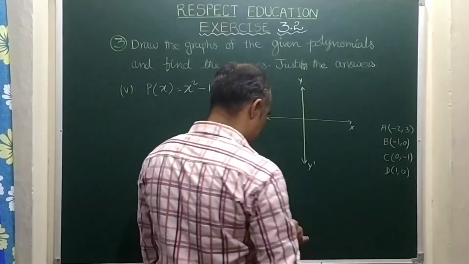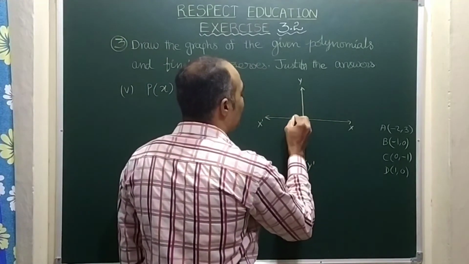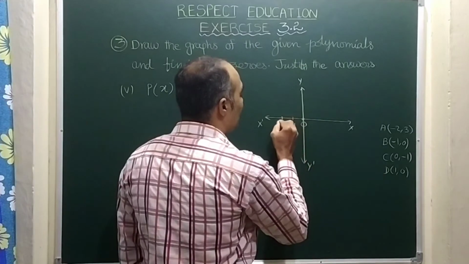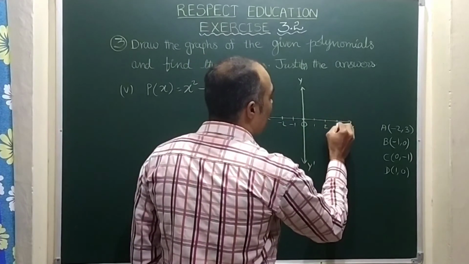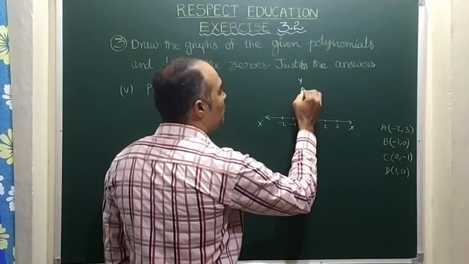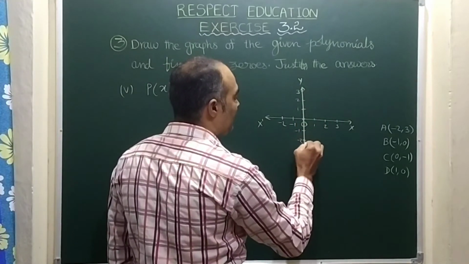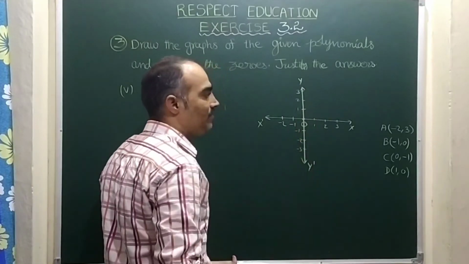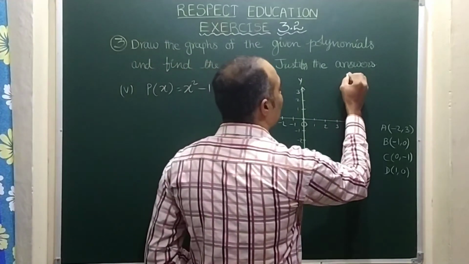Now here let us take the x values. This is O, 0 comma 0, this is minus 1, minus 2. Here it is 1, 2 and then 3. Y values you see here. This is 1, 2 and then 3. Here this is minus 1, minus 2, minus 3.